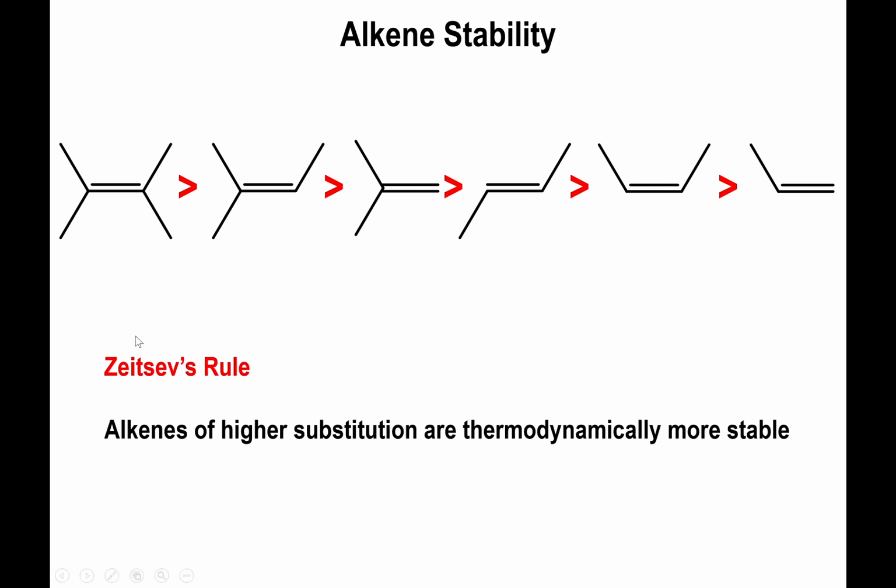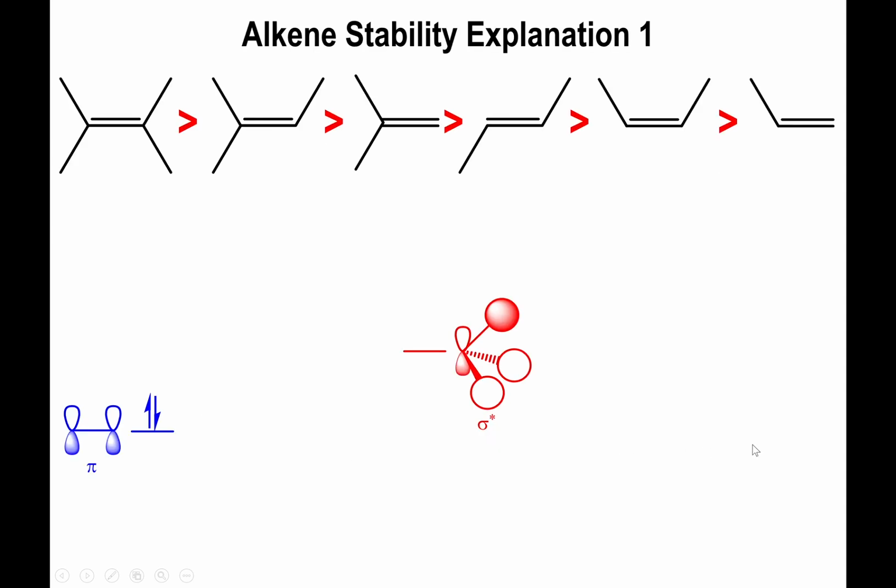And technically speaking, this stability trend, the fact that the more substituted an alkene is, the more stable the alkene tends to be, is what we call Zaitsev's rule. Alkenes of higher substitution are thermodynamically more stable. And I'm going to try to explain relatively briefly why this is.